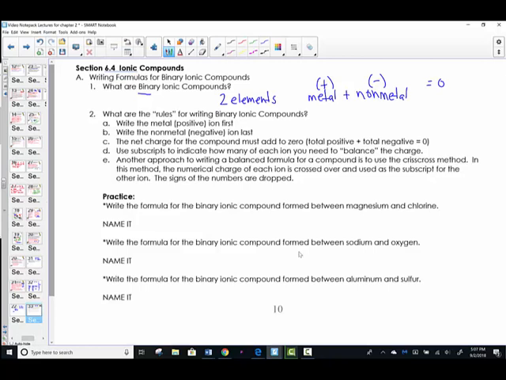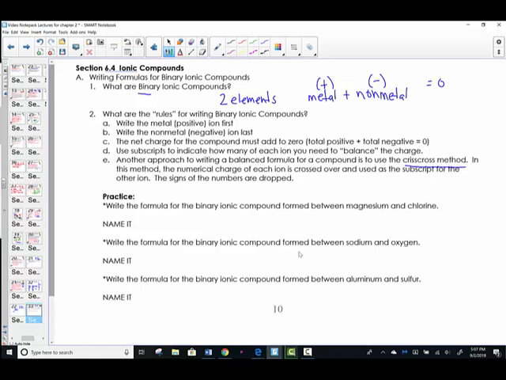And I'll show this method of balancing the formula using what I call the crisscross method. In this method, the numerical charge of each ion is crossed over and used as the subscript of the other ion. The number is dropped down. Not the signs, but the number.